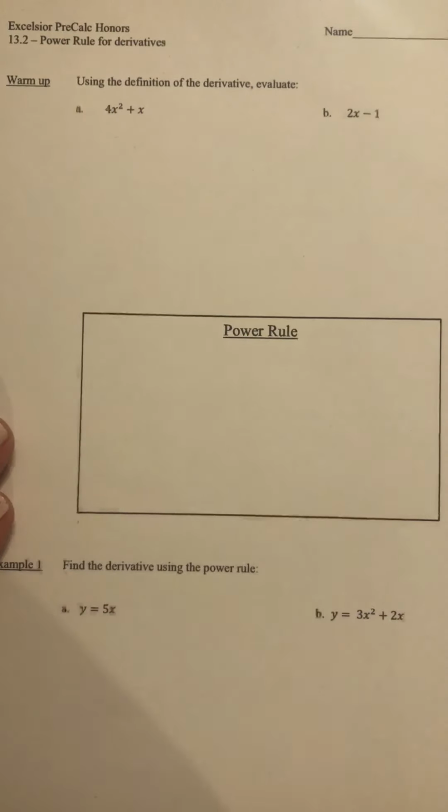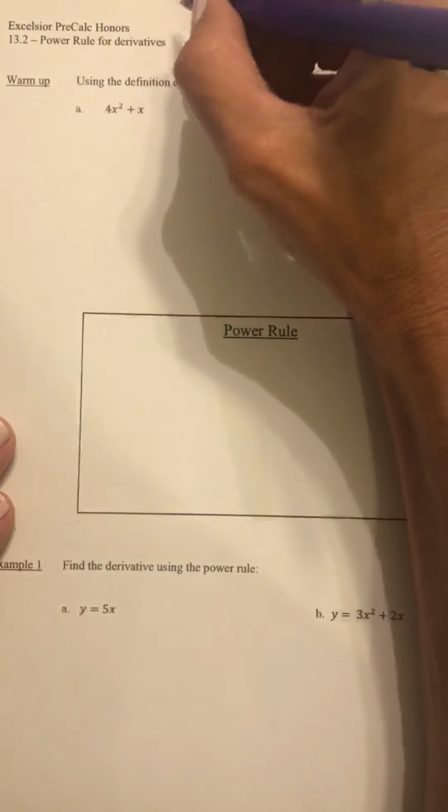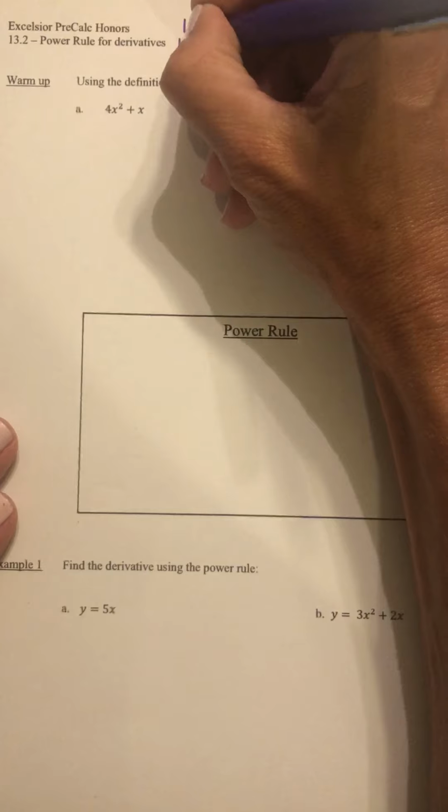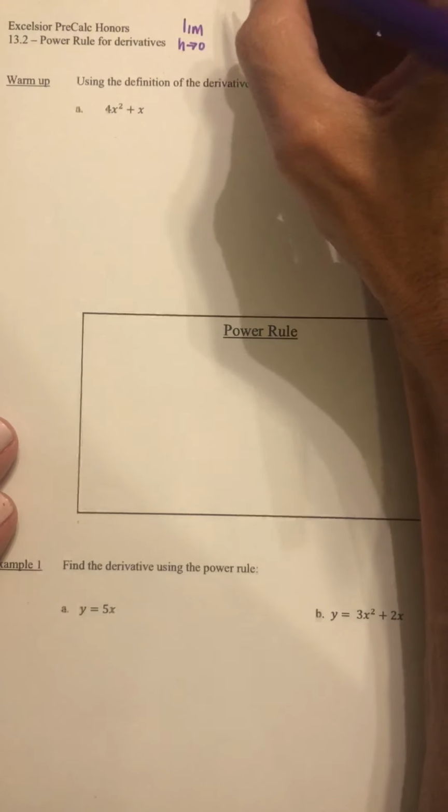What we're going to do is first warm up by using the definition of a derivative, which we did in the week prior, which is that annoying definition. So I'm going to write what it is here. It's the limit as h approaches 0.